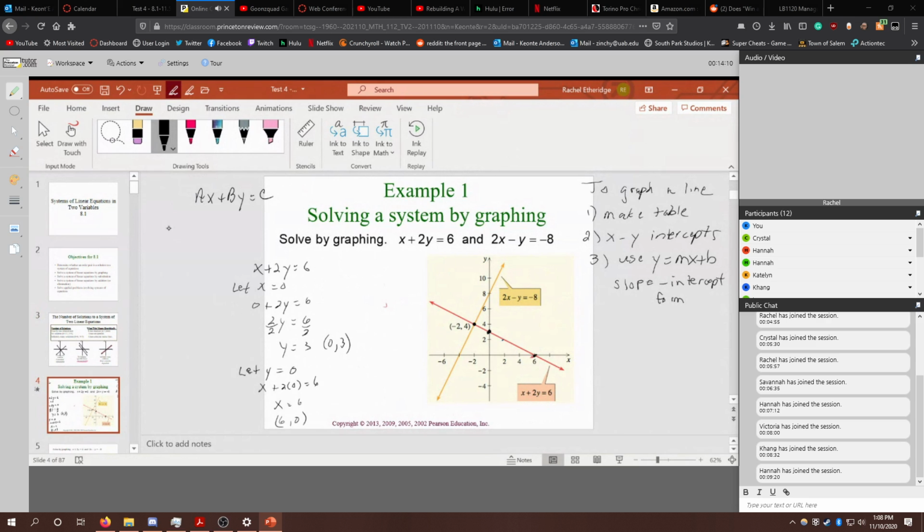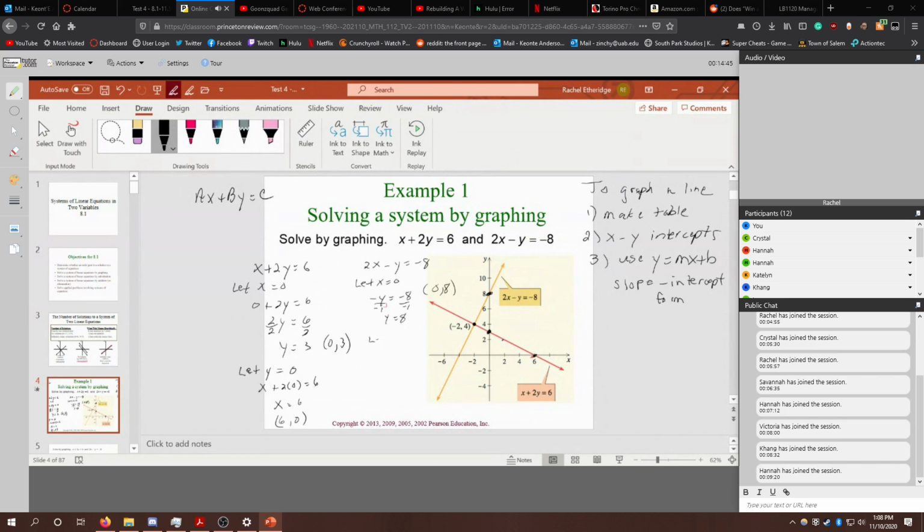All right, so if we take this other equation, 2x minus y equals -8. And again, you can solve for y and get this in slope-intercept form if you would rather graph that way. So for the y-intercept, we're going to let x equal 0. We get negative y equals -8. So divide by -1, and we get y equals 8. So (0, 8) is the y-intercept.